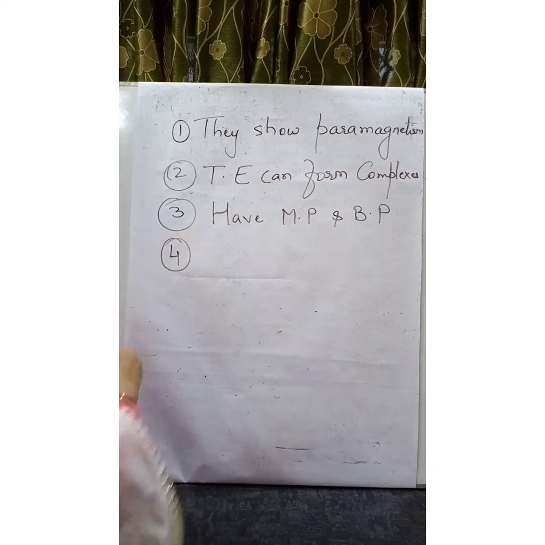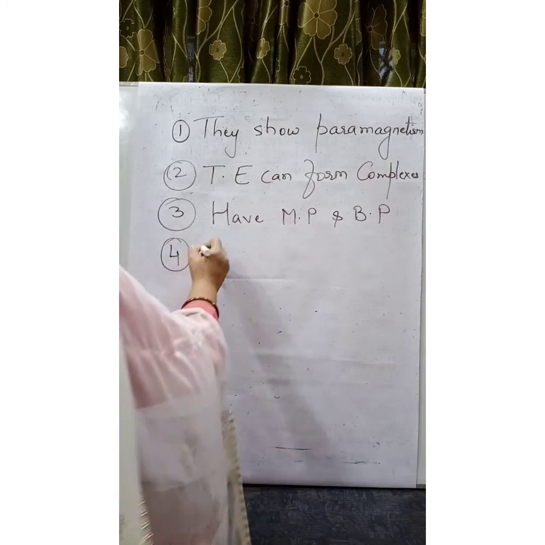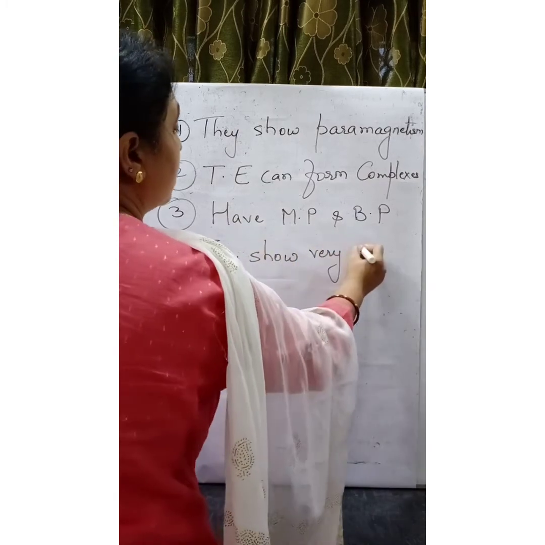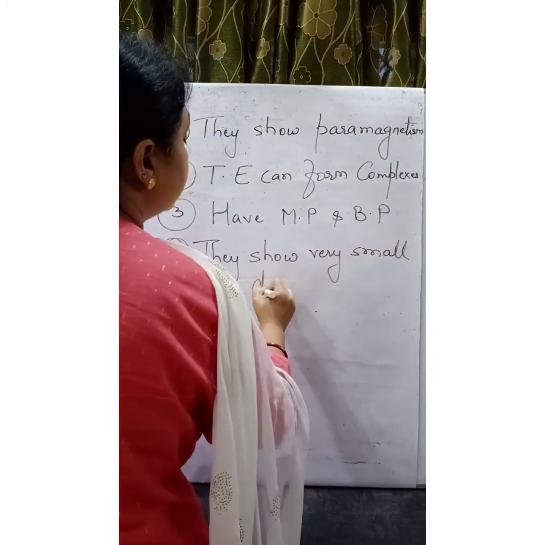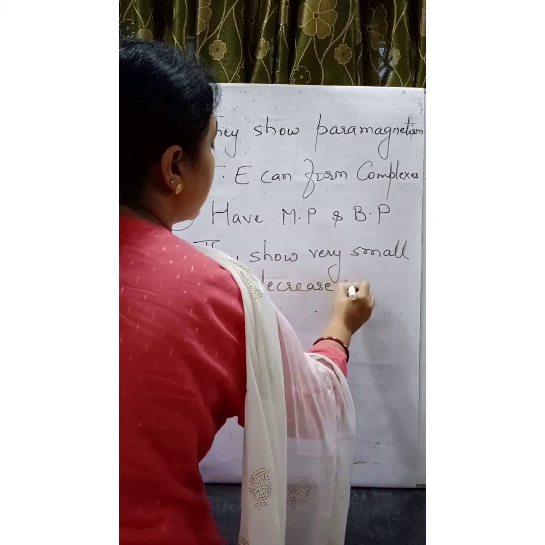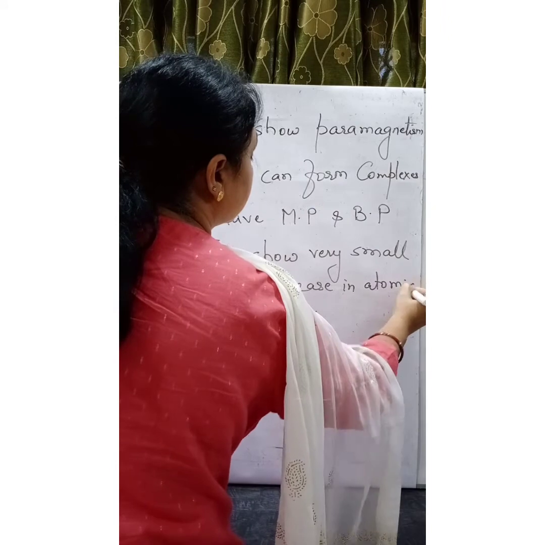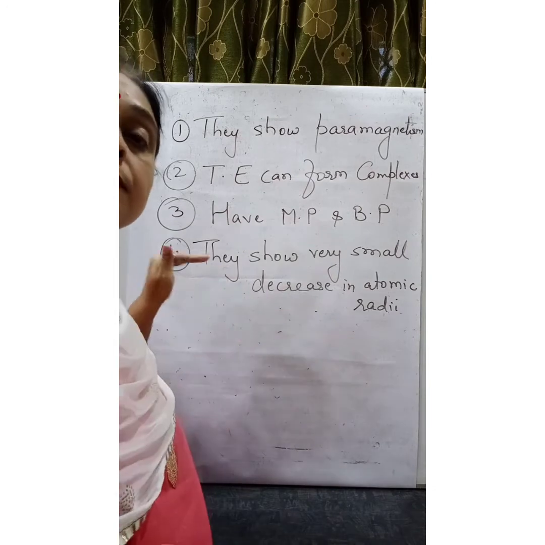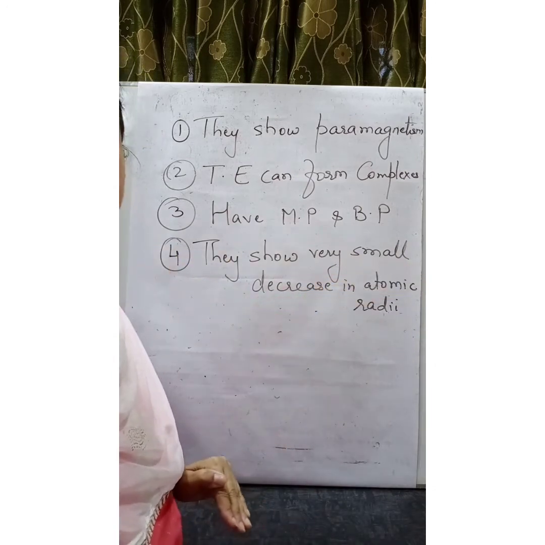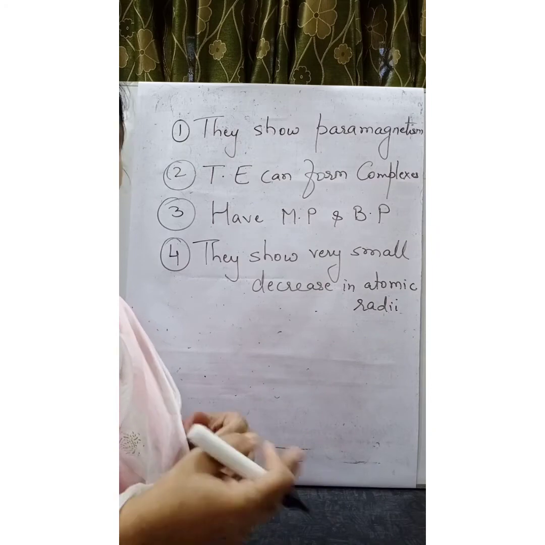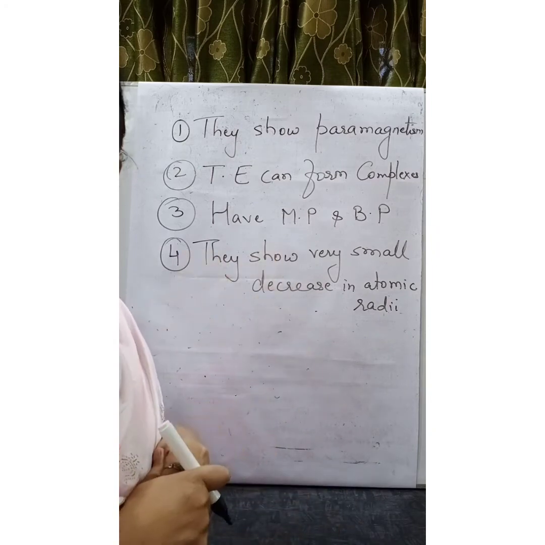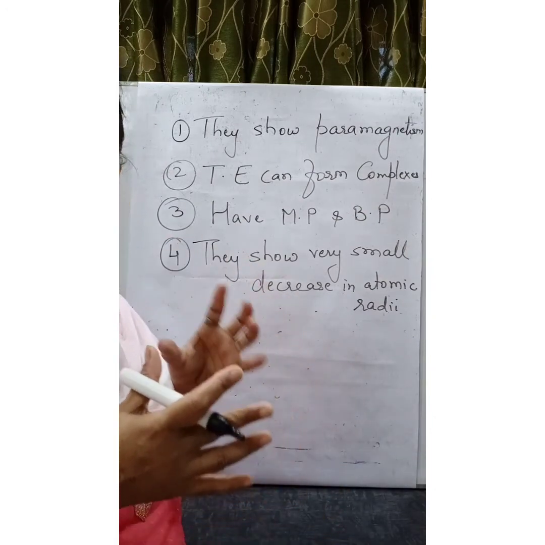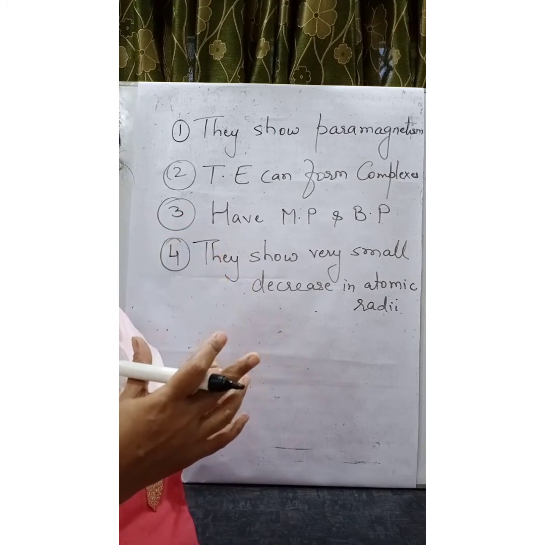Fourth characteristic of transition elements is that they show very small decrease in atomic radii. As we have already studied, when we move from left to right in a period, the atomic size decreases because every time electrons are added into the same shell, the distance between the nucleus and the outermost shell remains constant, and the nucleus is able to attract the outer electrons strongly.